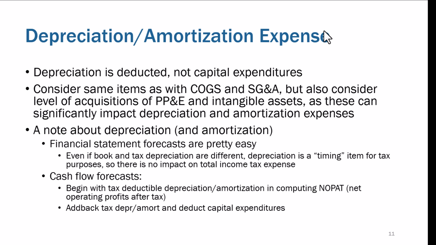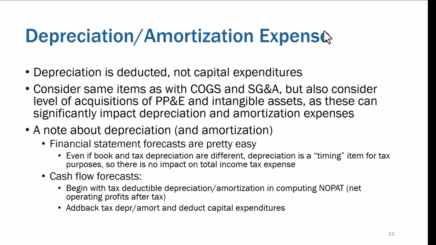A note about depreciation and amortization here. Financial statement forecasts are pretty easy. The short answer is, especially for depreciation, you don't need to worry if book depreciation is also deductible for tax in whichever year. There are some rules that tax depreciation is deducted more quickly. You don't have to worry about that in a financial statement forecast. It's a concept that depreciation is a timing item for tax purposes, so it doesn't impact total income tax expense.